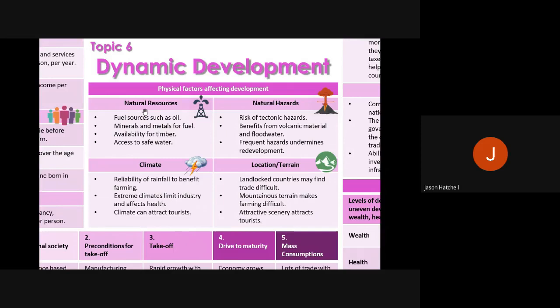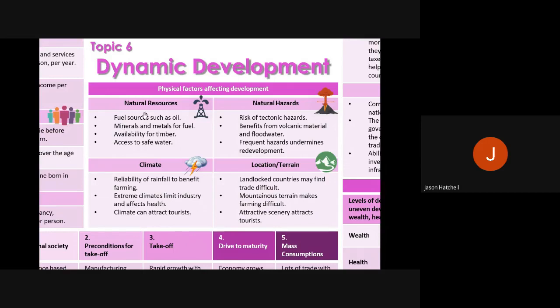Okay, so I'm going to start with natural resources. So, if a country has good access to fuel, it might naturally have its own fuel resources, such as oil. It might also naturally have metals and minerals that it can extract to be able to produce fuel. It might also have rainforest that it can get timber from, so that it can create logging, which then gets the timber they can create furniture and buildings from. And also if it has access to things like safe water.